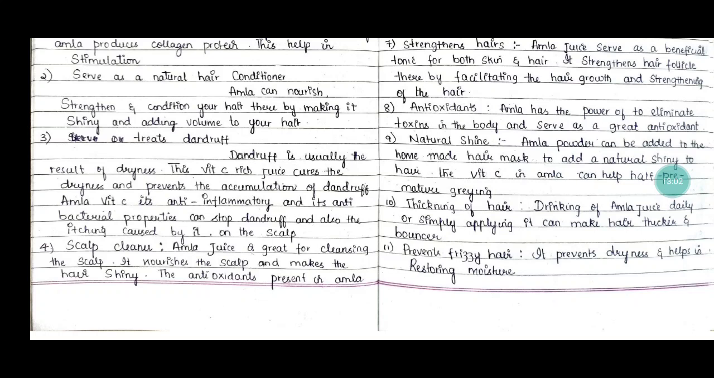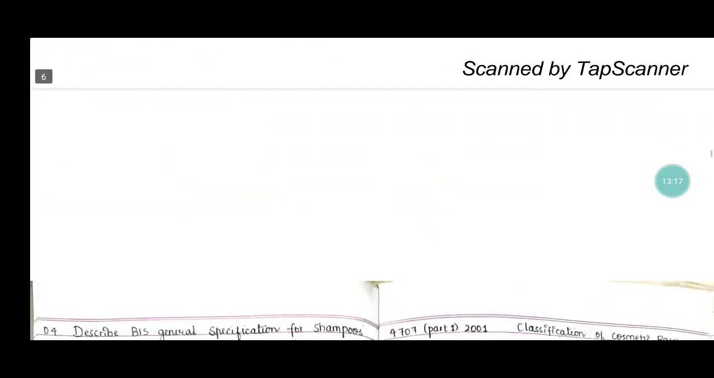Thickening of hair. Drinking amla juice daily or simply applying amla can make the hair thicker and bouncier. It also prevents frizzy hair, prevents dryness and helps in restoring moisture.